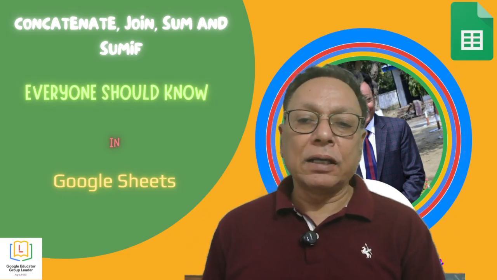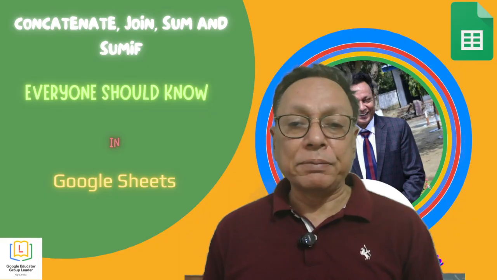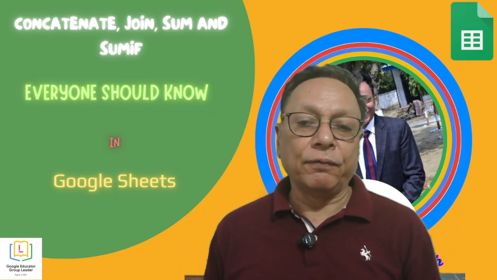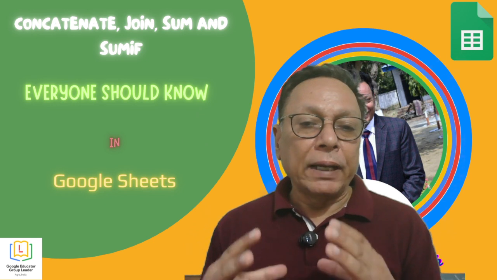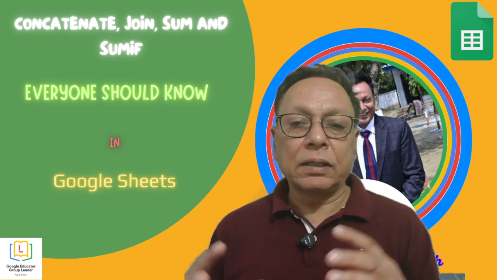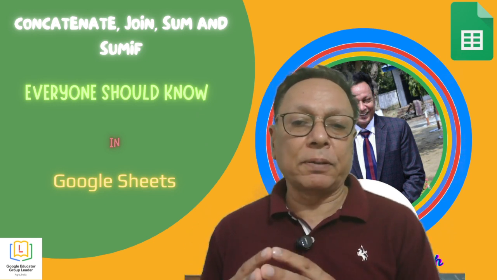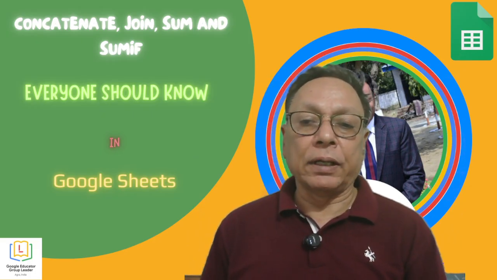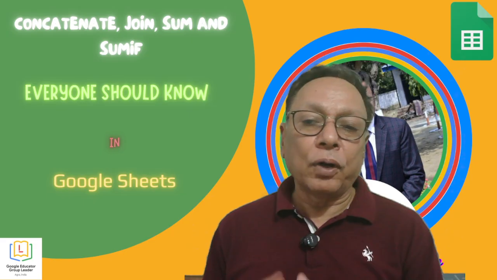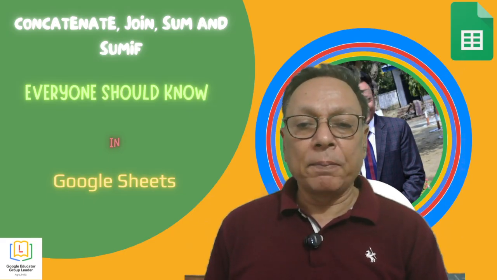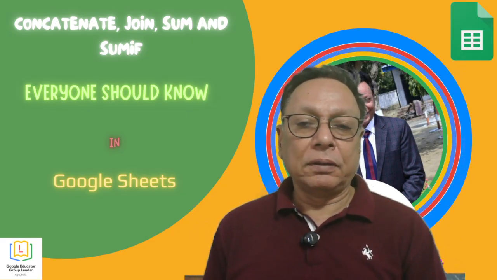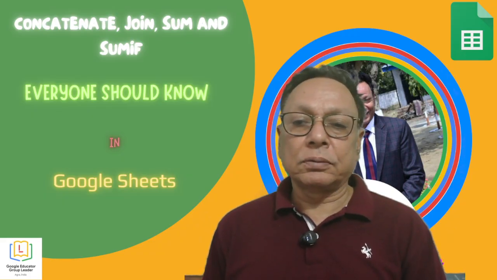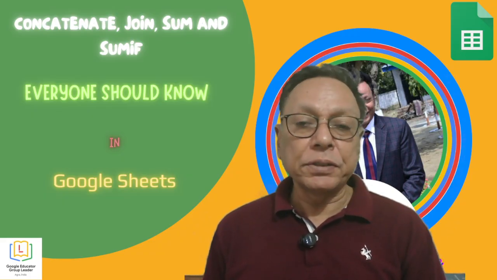And the third one is concatenate. As the name says, when we want to join these strings, then we'll have to apply concatenate. It joins the words, joins the strings. And the fourth one is join. This is more or less concatenate, but it is different from the concatenate function. So let's move to our first function.